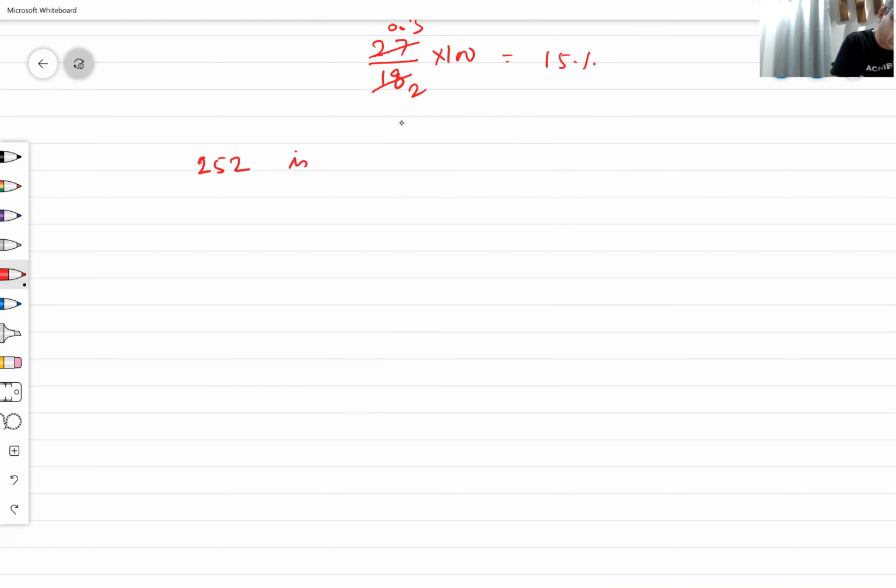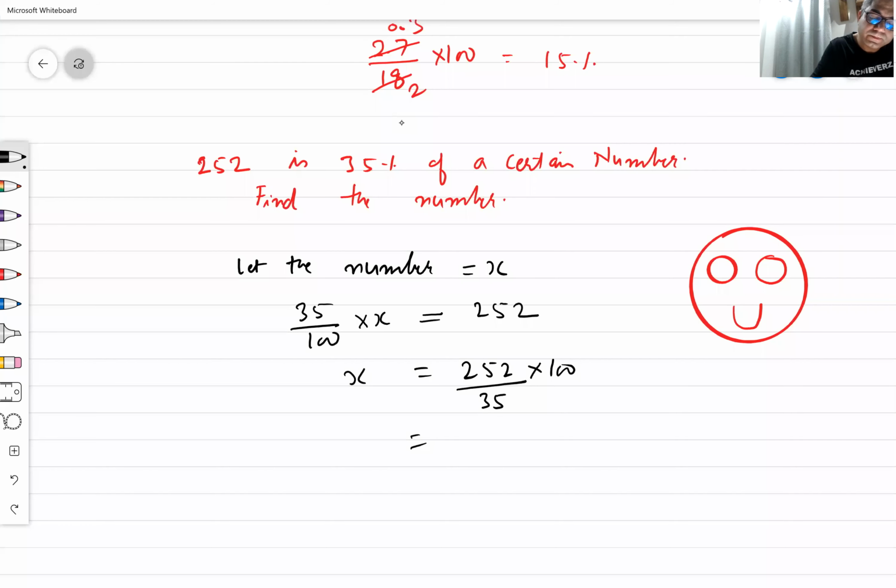Okay, now the question is: 252 is 35% of a certain number. So find the number. Please solve. Yes, 720. So this will be your answer, 720.